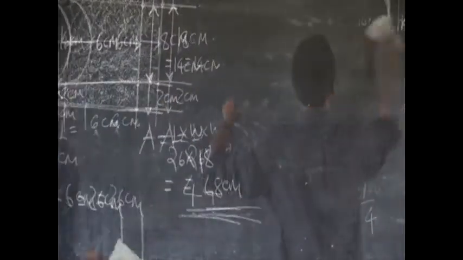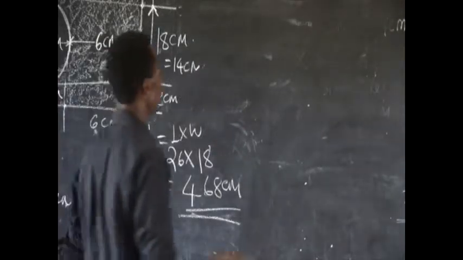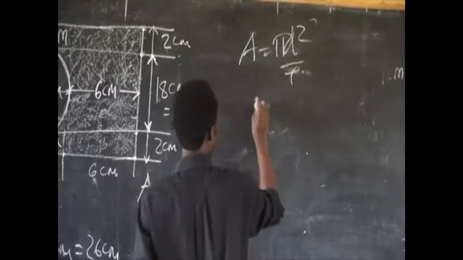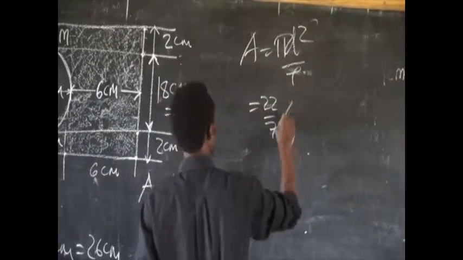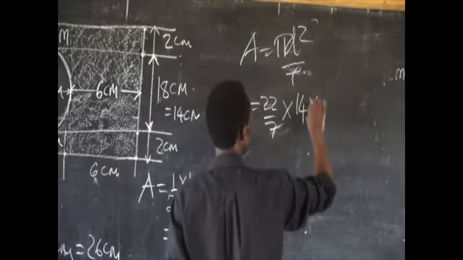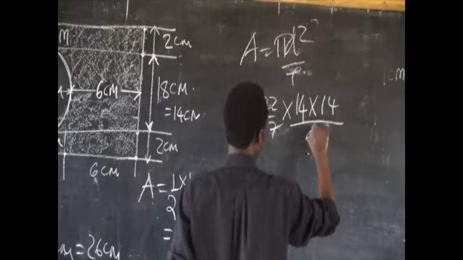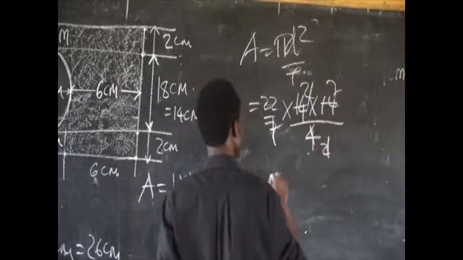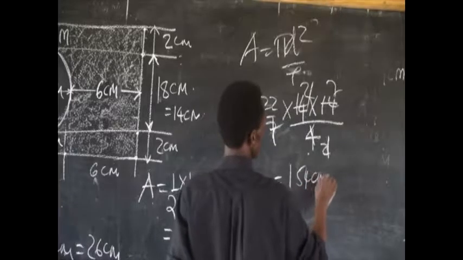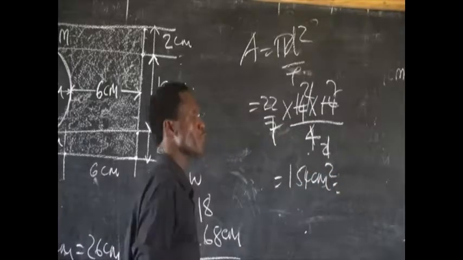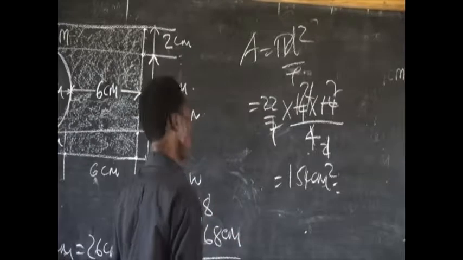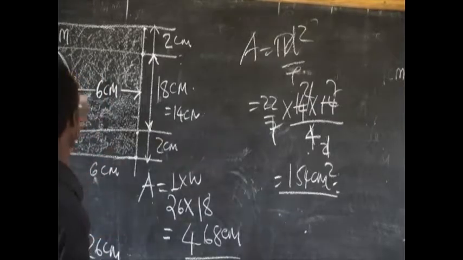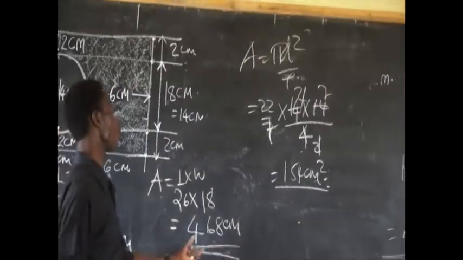Now the area of the circle with diameter is equal to pi d squared over 4. Pi is equal to 22 over 7, and d is 14, so 14 times 14 over 4. Then it is 2, then it is 2, then it is 7, which is equal to 154 centimeter squared. So this is the area of the circle, which is required to be removed. And this is the area of the whole shape.